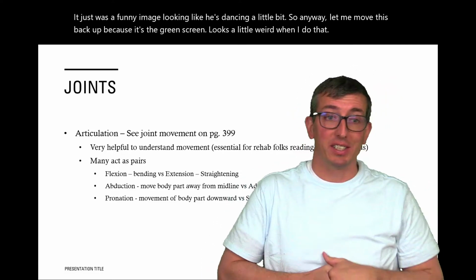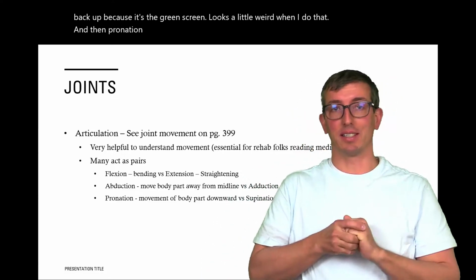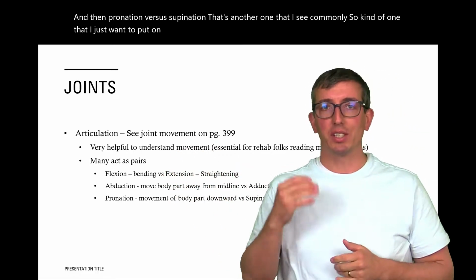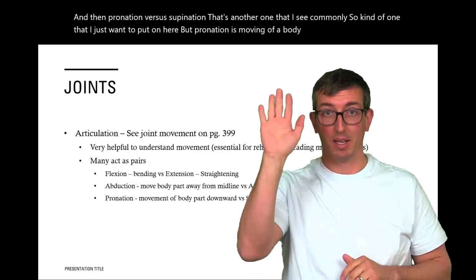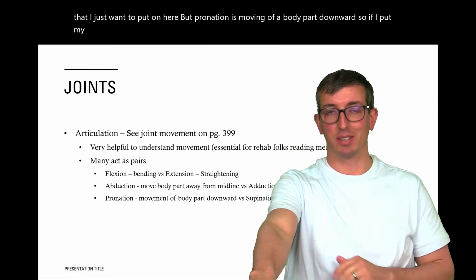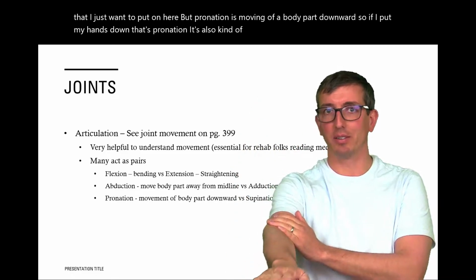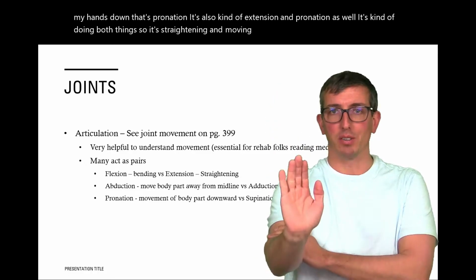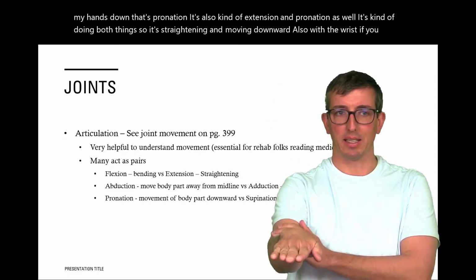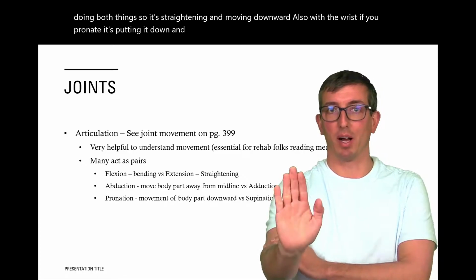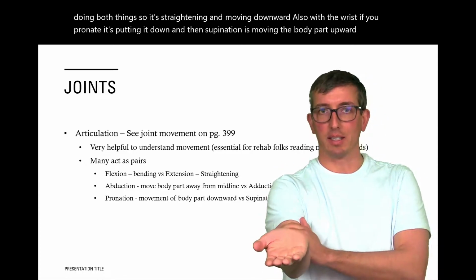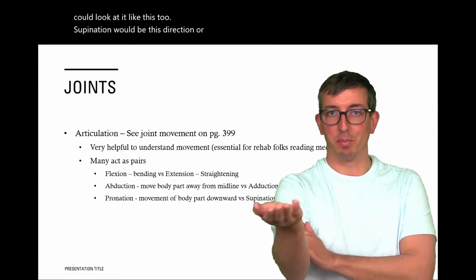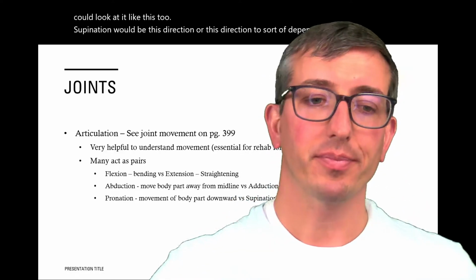And then pronation versus supination. That's another one that I see commonly, so I just want to put it on here. Pronation is movement of a body part downward. So if I put my hand down, that's pronation. It's also kind of extension and pronation as well. It's doing both things, so it's straightening and moving downward. Also with the wrist, if you pronate, it's putting it down. And then supination is moving the body part upward. So you could look at it like this too. Supination would be this direction or this direction. It sort of depends on the way you describe it.